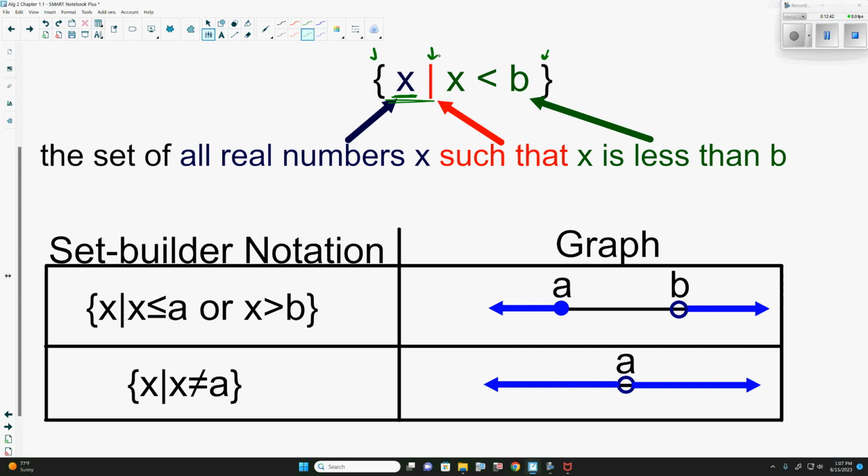So we have the braces that will always show up to start and finish. We will have that bar to split the x from the types of numbers we're talking about. And the last piece here is the description, describing some information about what kind of numbers we're talking about. So here, x is greater than or less than b, whatever value b is. So we could say 4, so x is less than 4, or x is all the numbers greater than 4. It gives us a description of what kind of numbers we're looking at.